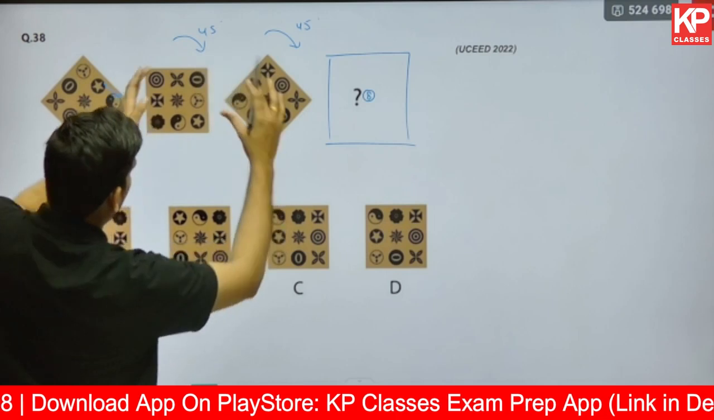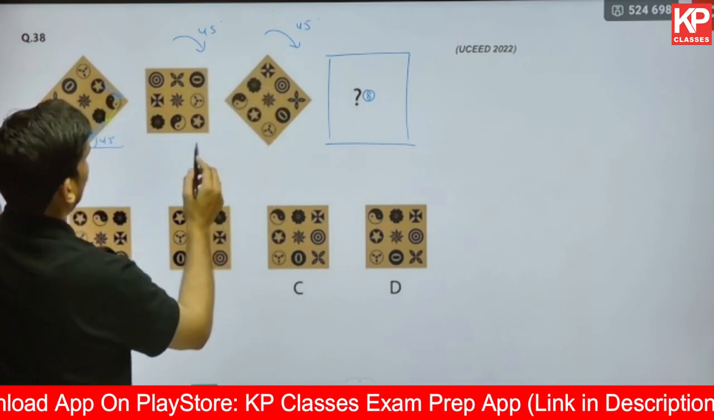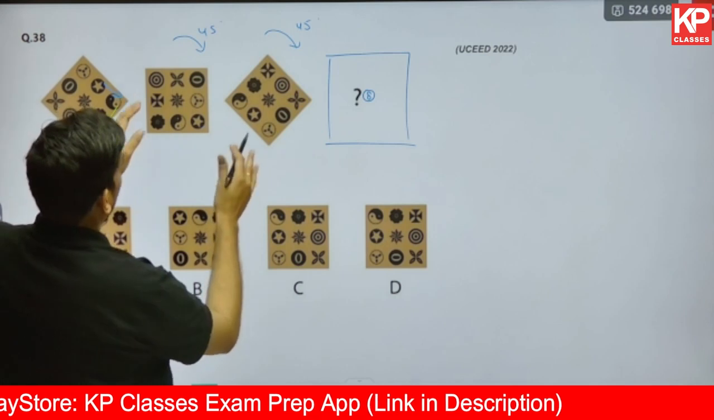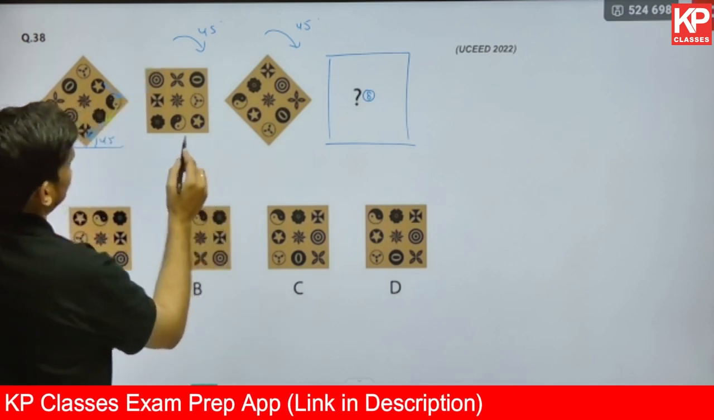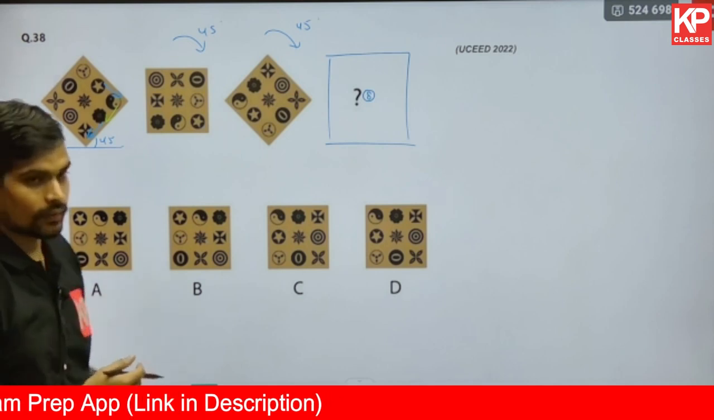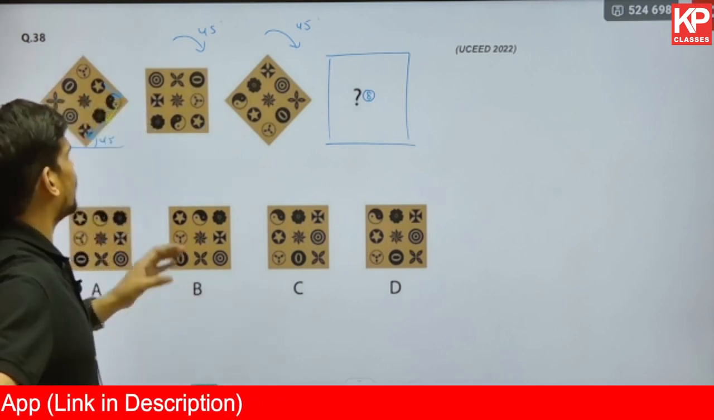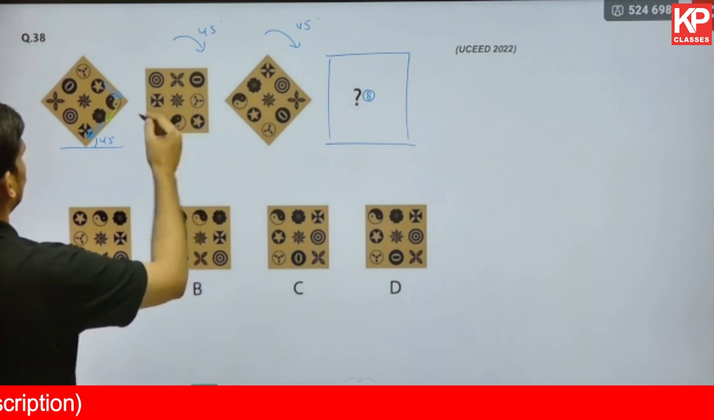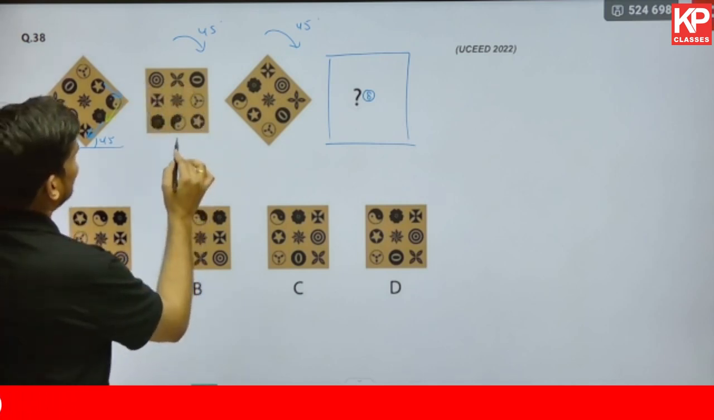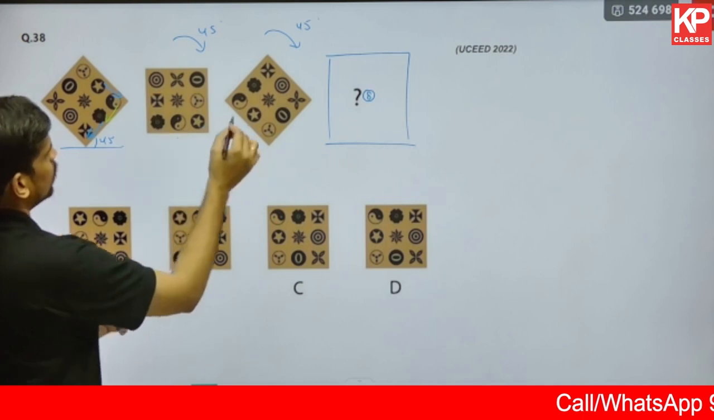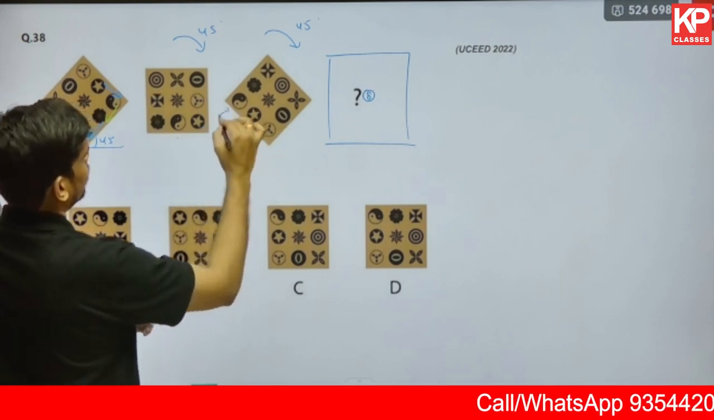So once you rotate this by 45 degrees, what would be the position of the star? Once I rotate it by 45 degrees, I also need to shift the position of the star, right? So it has to come to the center. Is it coming to the center? Then the yin yang goes to the top. This comes to the center, yin yang to the top.